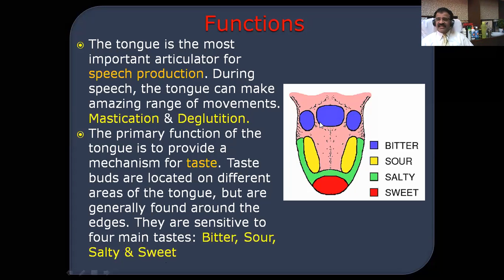These blue ones are bitter. In this place you will feel more bitterness. Sour means sour. So these are yellow patches inside the edges. And salty means mostly on the lateral edges and a little behind the tip. And the tip of the tongue is mainly for the sweet. So you can see this diagram. Don't forget this diagram as far as gustation is concerned. And these taste buds are the receptors of taste sensations which are present in those papillae which we saw earlier.